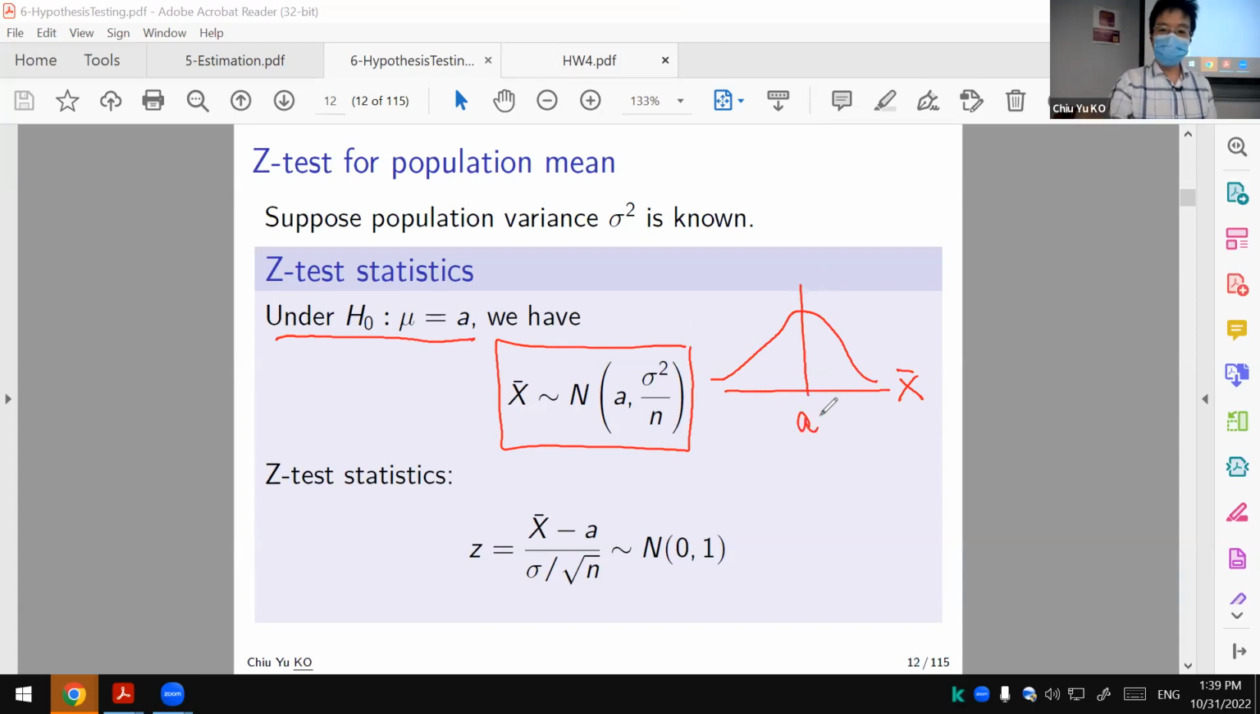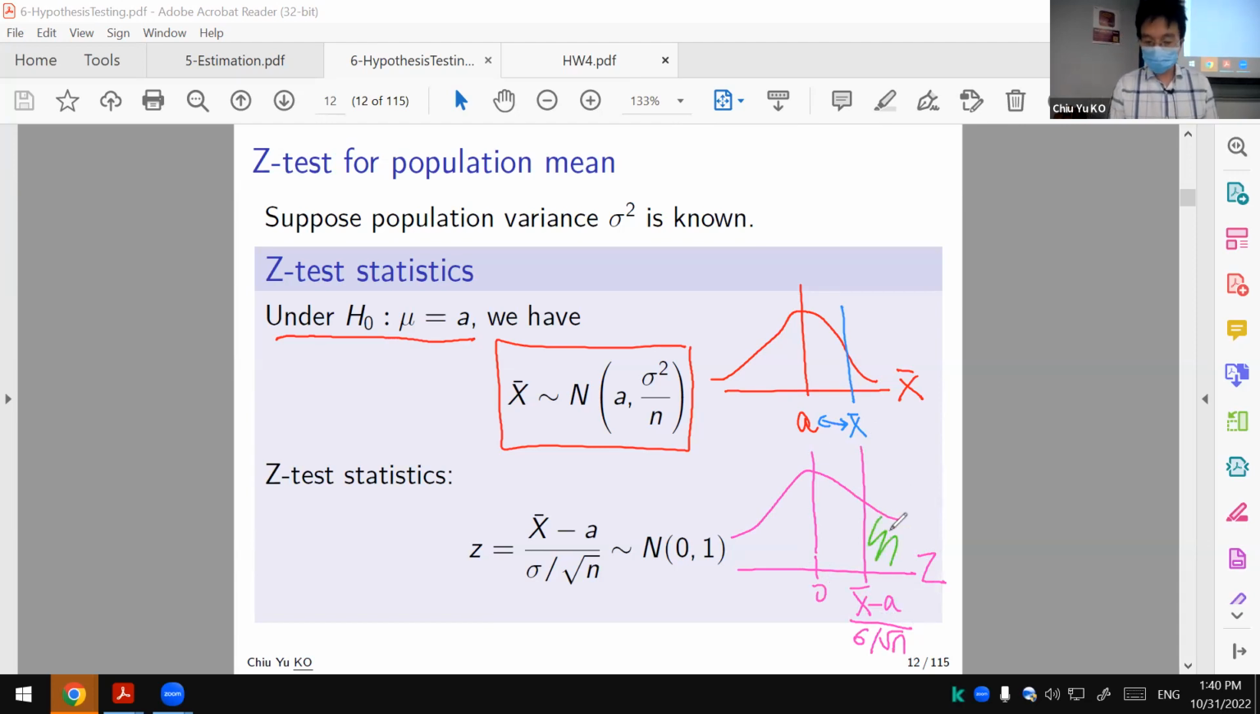And what we are actually doing is look at the data. We try to figure out the data. The data may be here. This is your data. And you try to see if this is close enough, right? And what you're going to do is transform it to Z. This is 0. This guy will be x bar minus A over sigma over root n. That would be the goal. And then we will check this area. Is it big or small? That would be the goal of what we are doing.